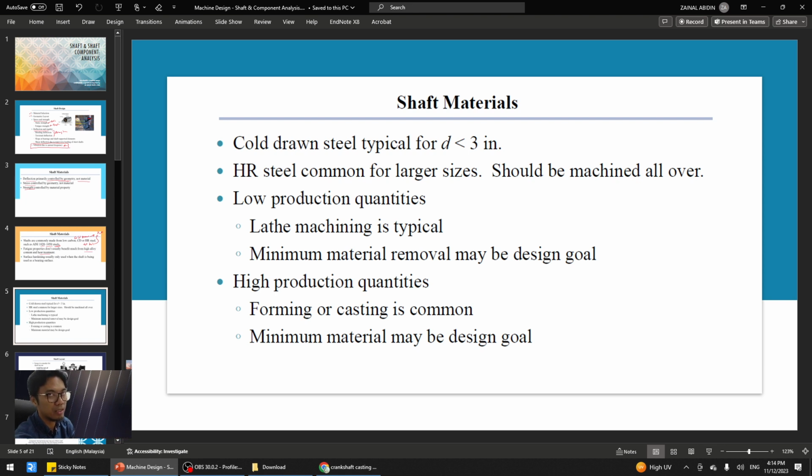Untuk lebih daripada 3 inci, selalunya menggunakan hot roll process. Hot roll. You nak hasilkan shaft yang diameter dia kurang 3 inci, selalunya proses yang dilakukan hanya menggunakan cold drawn. Cold drawn ni macam mana?